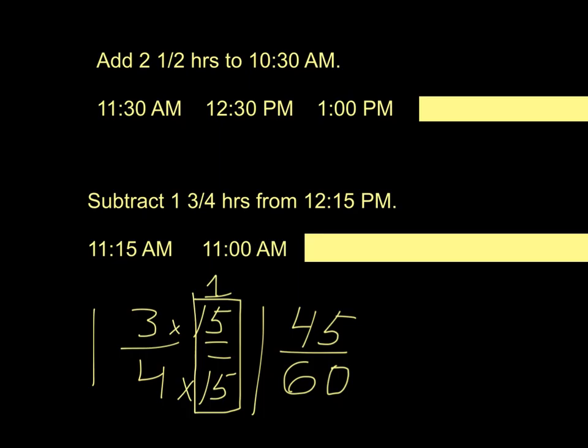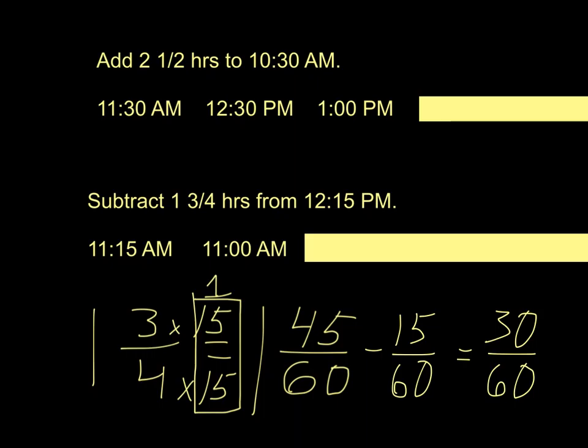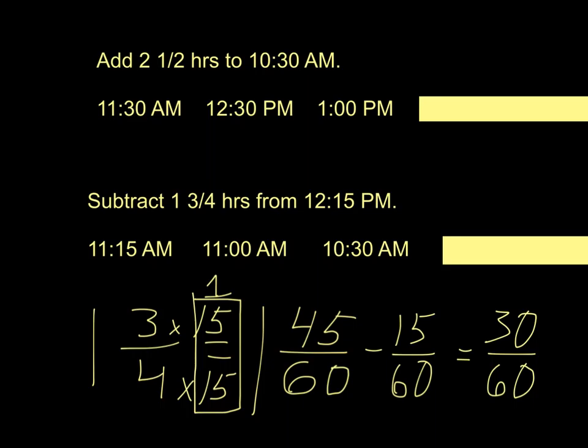And if I take away 15 minutes out of 60, this now leaves us with 30 minutes out of 60 for us to back up. So once we do that and back up another 30 minutes, it'll be 10:30 a.m.